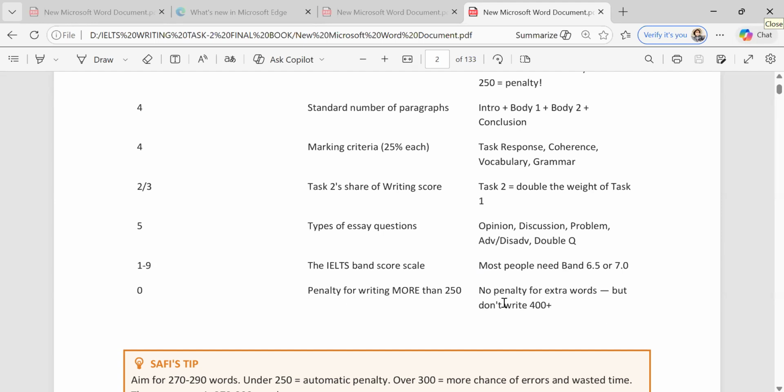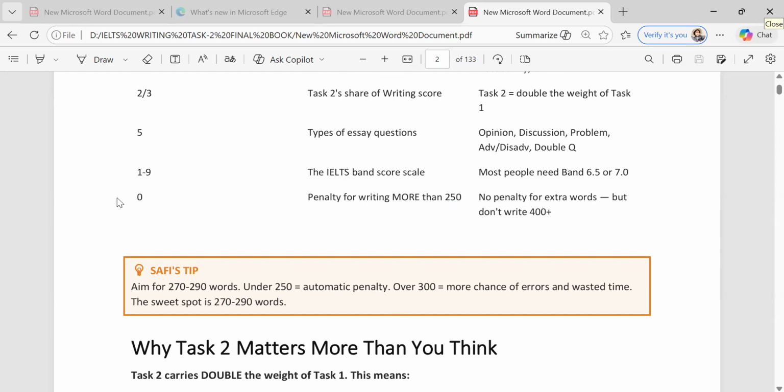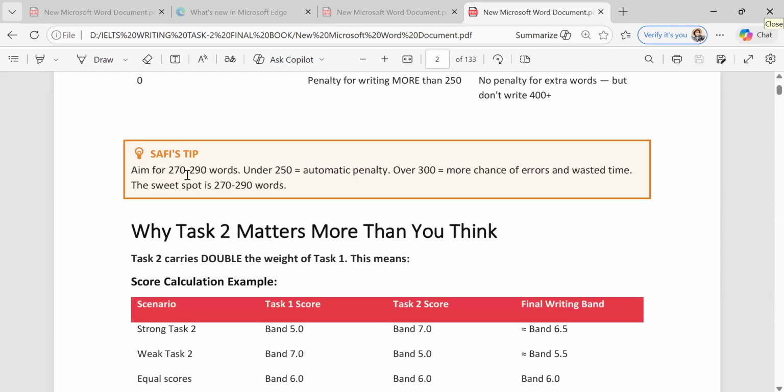If you write more than 250 words, there is no penalty for that. But keep in mind that if you write less than 250, you will get a lower score. But don't write too many words. That's what I have written here. First of all, aim for 250, 270 to 290 words. Under 250 means a penalty. And over 300 words means more chances of errors and wastage of time as well. So the sweet spot is 250 to 270 words.